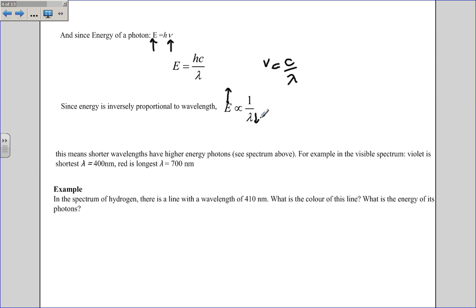And you can think about this if you put some numbers in your calculator. When we've got a relationship like 1 over lambda, as this number gets bigger, the energy is going to get smaller. And as this number gets smaller, this number will get bigger. Think of 1 over 1 versus 1 over 4. It's getting smaller as the wavelength increases. What this means is that shorter wavelengths have higher energy photons.